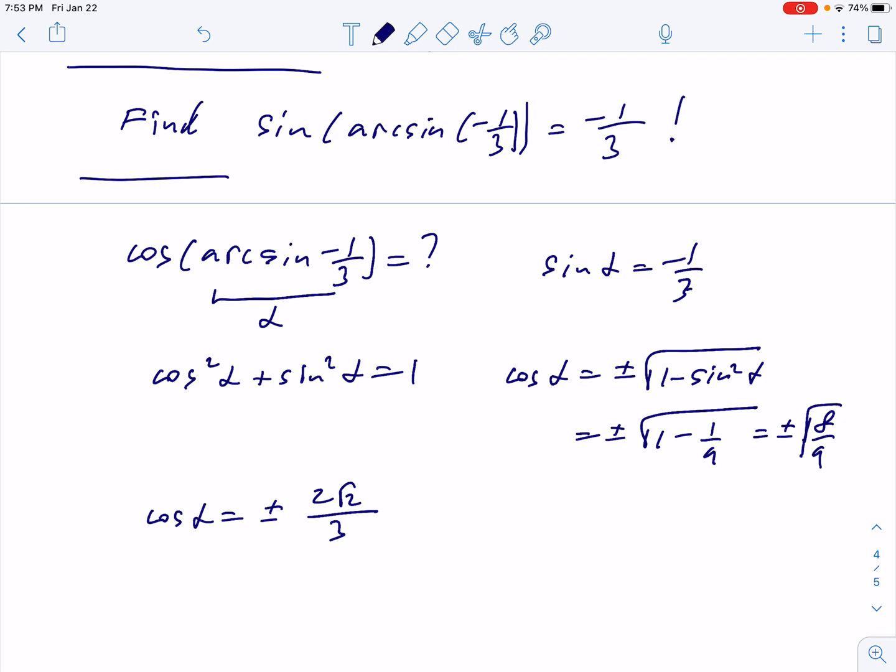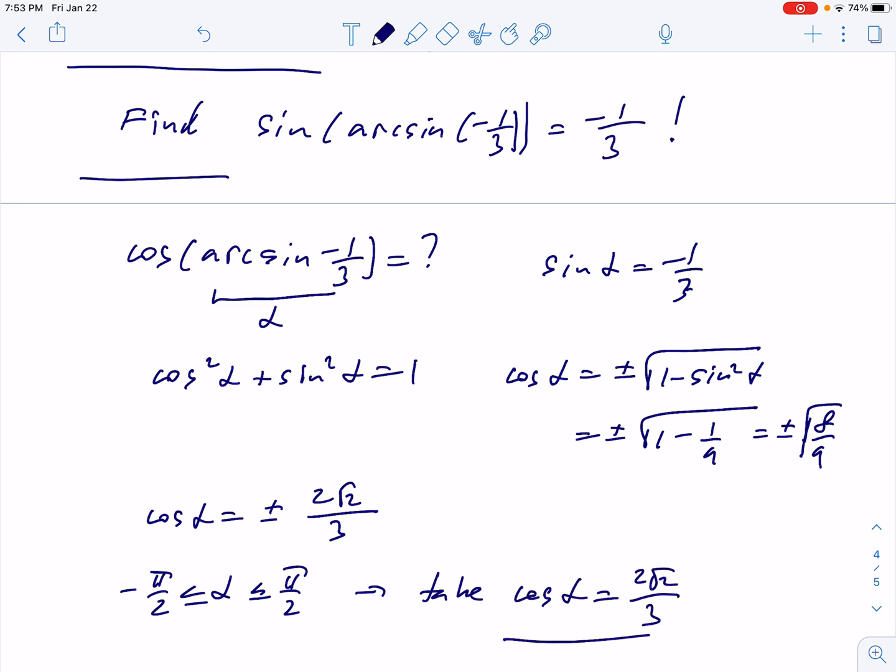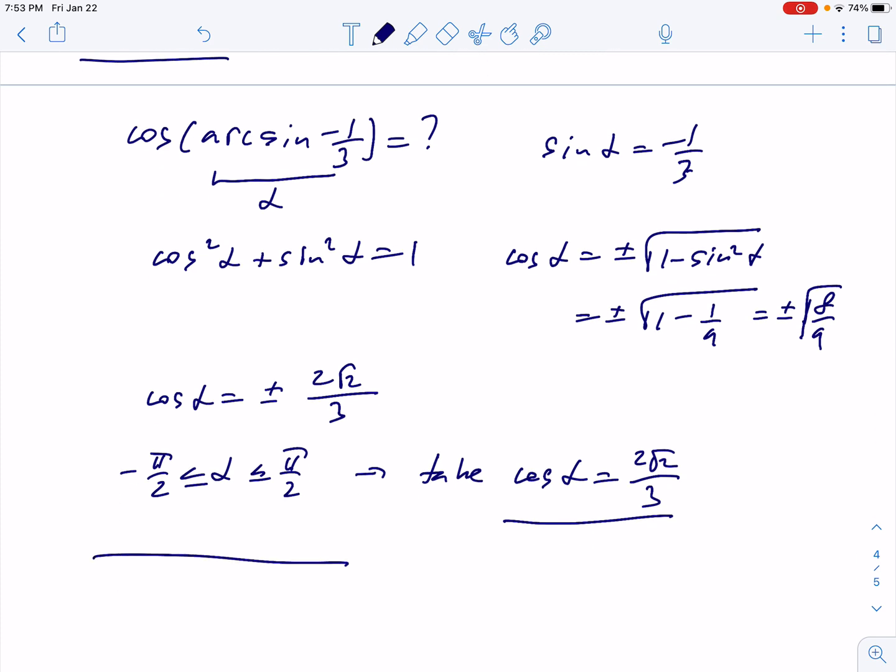So sine alpha is negative 1/3. Alpha is between negative pi over 2 and pi over 2. And because the sine is negative, we have an angle in the fourth quadrant. Cosine will be positive, so take plus. Cosine alpha will be 2 root 2 over 3. That's how we reason here. We always have to keep in mind these domains. Okay.